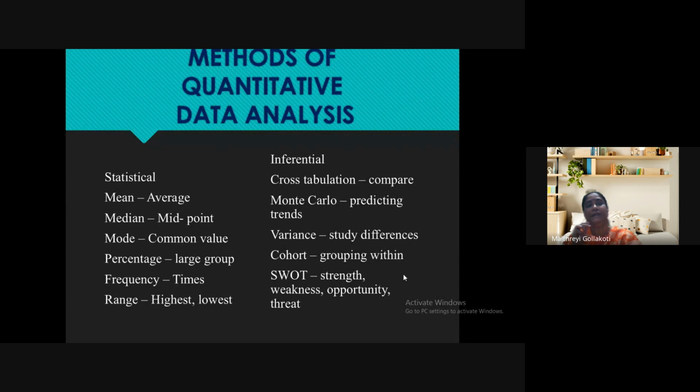Methods of quantitative data analysis. Now, what are the different ways in which quantitative data can be explained? The first one is statistical analysis. Statistical analysis, all of us are very familiar with because we study statistics at a basic level in school itself. And some people go on to do it specifically at higher levels also. But this is a very minimum kind of statistical analysis which I am sure all of us have come across.